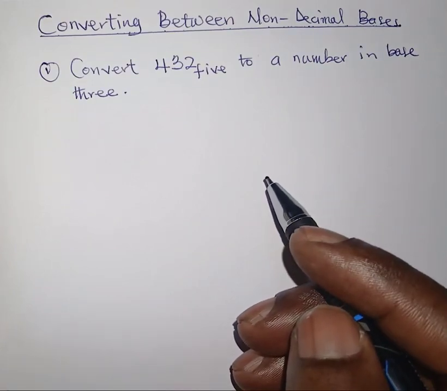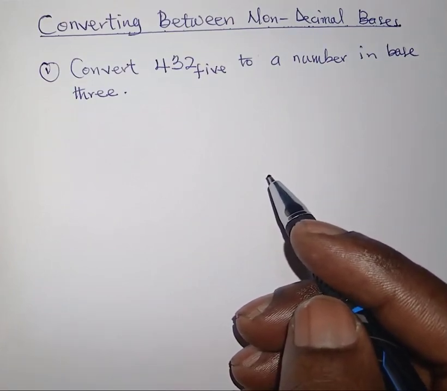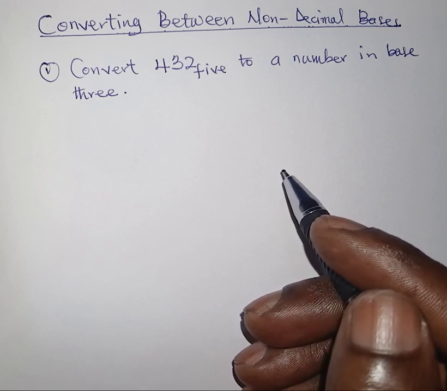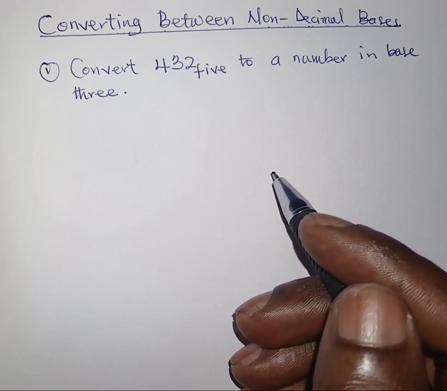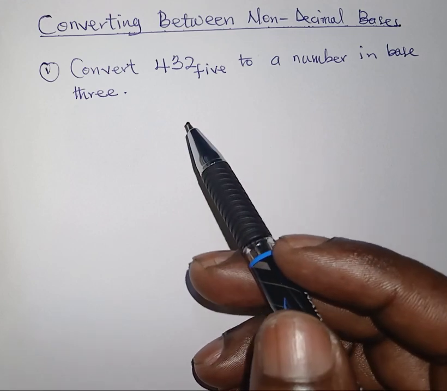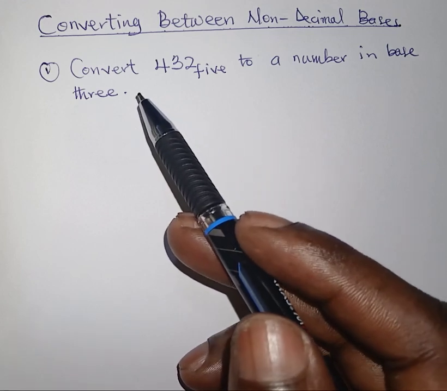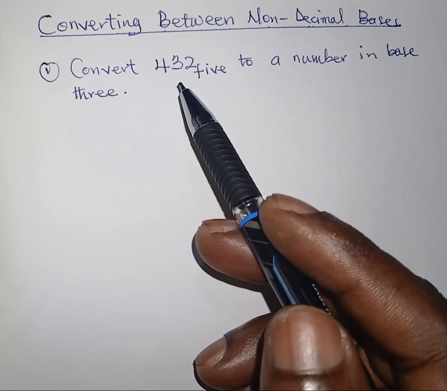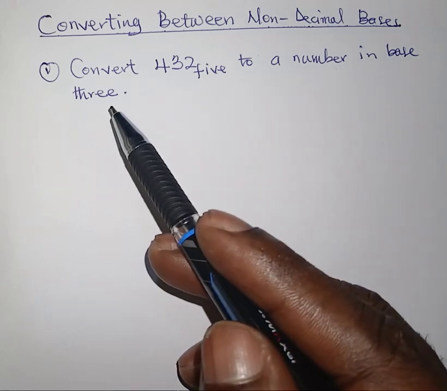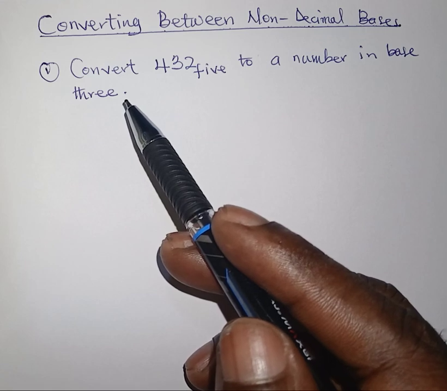Okay, so as I said previously, in our next video we are going to look at how we can convert from one base to another base other than base 10. That's what we are coming to do now. This time we are to convert 432 base 5 to a number in base 3. So you realize that there is no base 10 here.